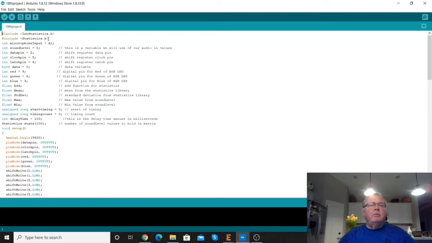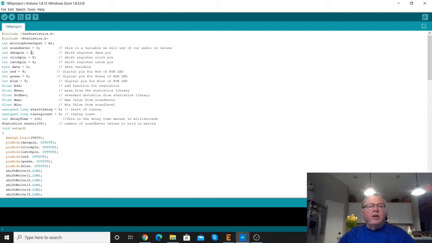So we include the statistics package, and then we've got some ints here and some floats. One of our ints is an analog input, A1. That's where we're going to be reading the output of that amplifier stage of our microphone. And then we've got an int, which is a sound level. That's what we're going to be storing the read value in when we read the value of A1. We're going to be storing that in the sound level.